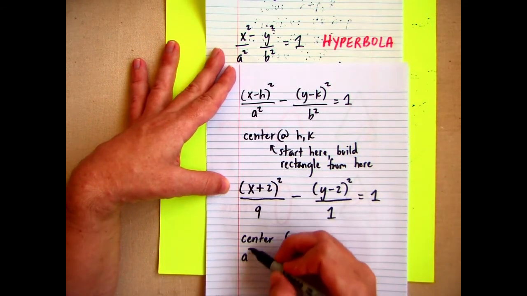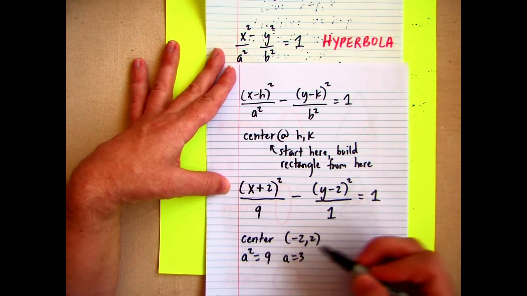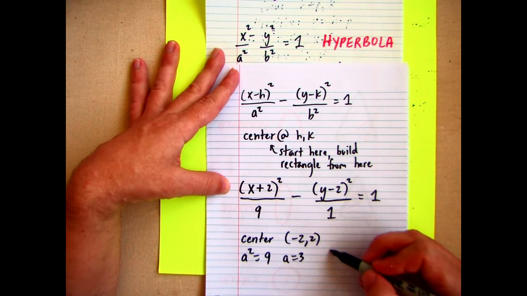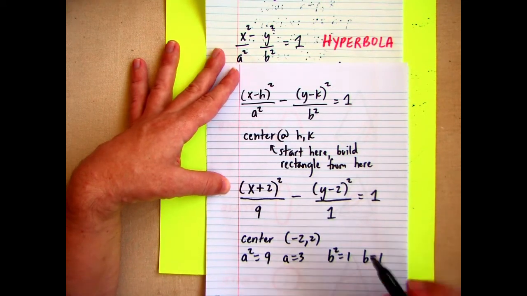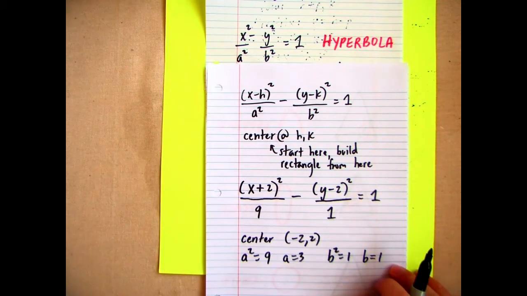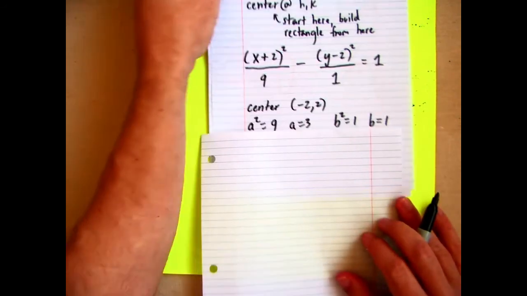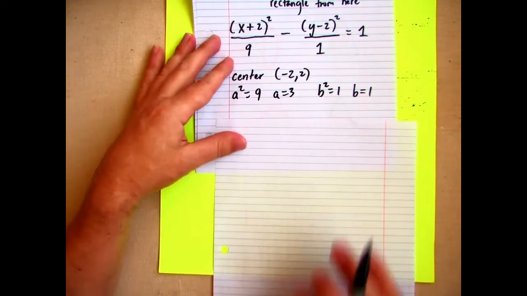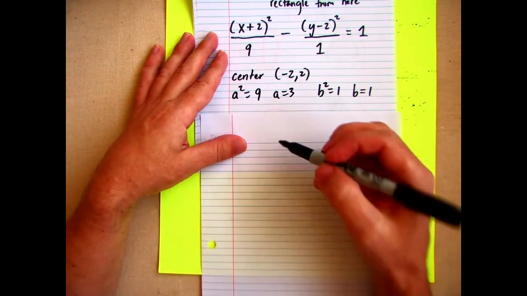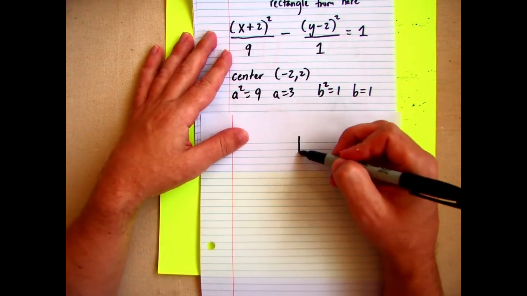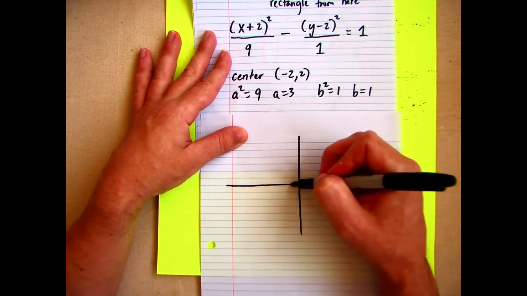I know from previous graphs of hyperbolas, when x squared is first, these hyperbolas open left and right. So keep that in your mind. A squared comes first. A squared equals 9, so a is 3. And b squared equals 1, so b is 1. And it's those a and b values that help me to construct my rectangle, right?